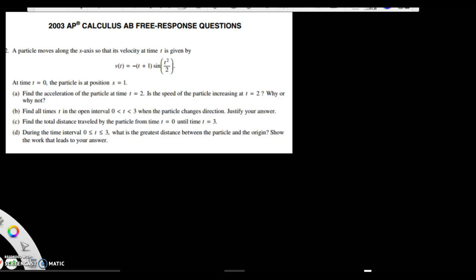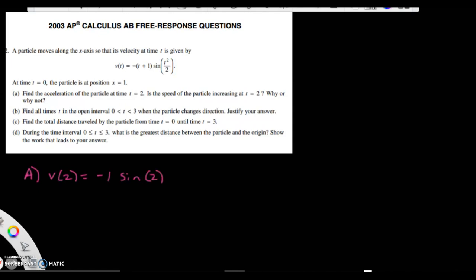Is the speed of the particle increasing at time t equals 2? Why or why not? Okay, so we're going to have to find the sign of velocity and the sign of acceleration. So let's find that. If you do v of 2, v of 2 is going to equal negative 1 times sine of 2 squared, which is 4, 4 divided by 2 is 2.